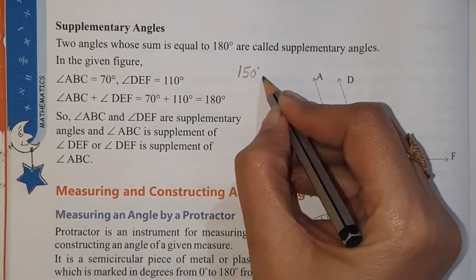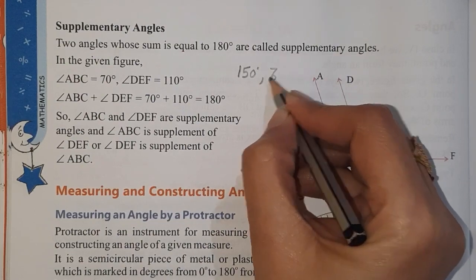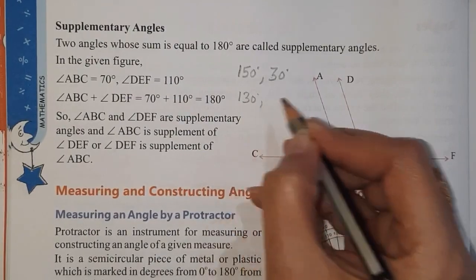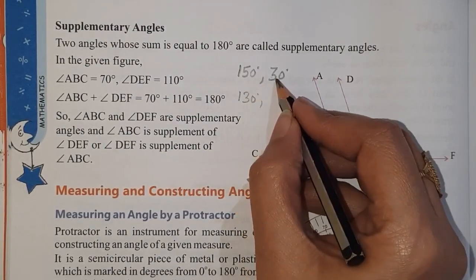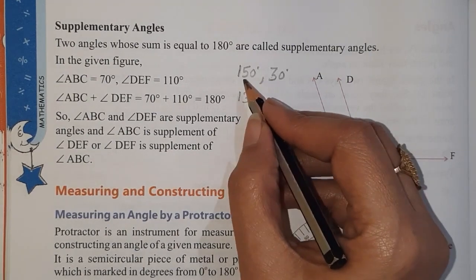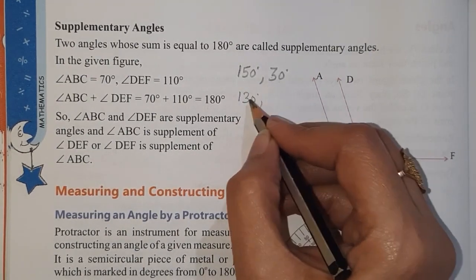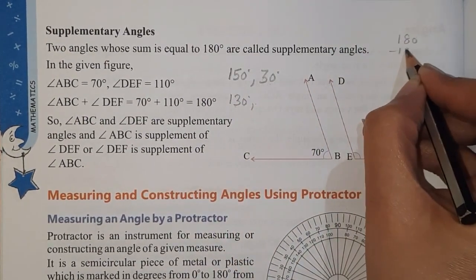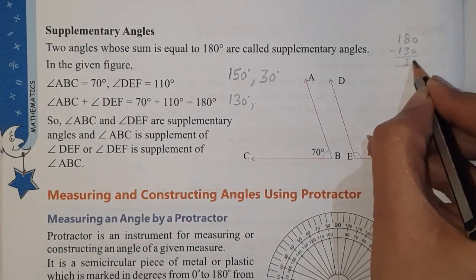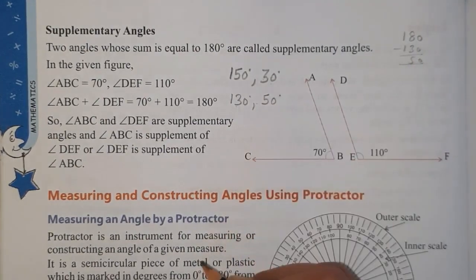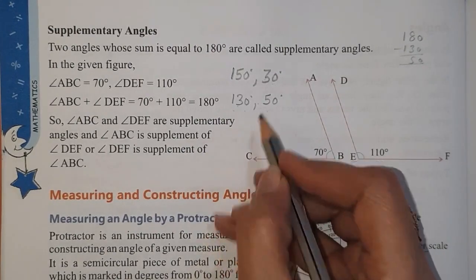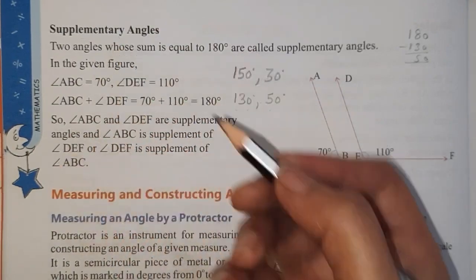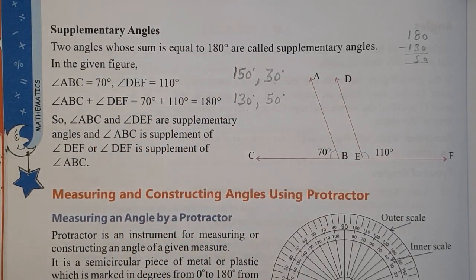150 degree. So its supplement will become 30 degree. Total should be 180. If it is 130 degree, its complement will be, its supplement, not complement. By mistake I have spoken. Supplement will be 30 degree. 130 degree, its supplement, 180 minus 130. Do subtraction if any confusion in rough column. It is 50 degree. So supplement of 130 degree is 50 degree. Supplementary means sum is 180. Complementary sum is 90 degree.